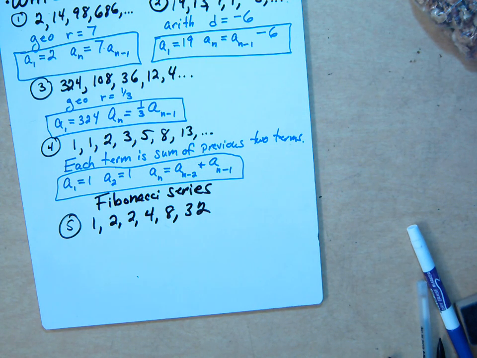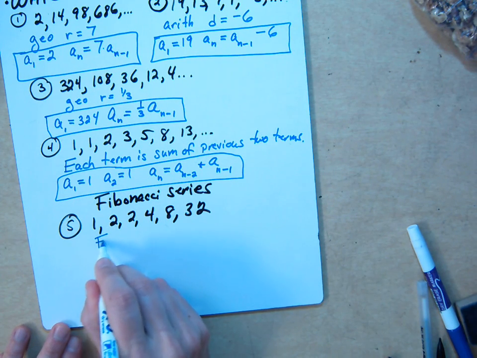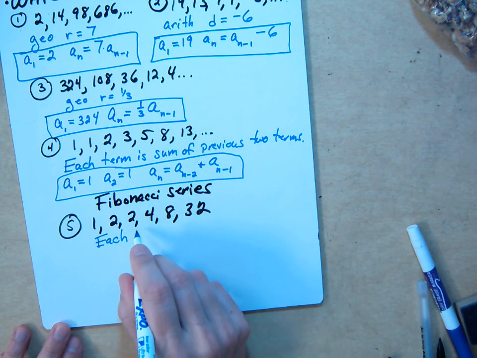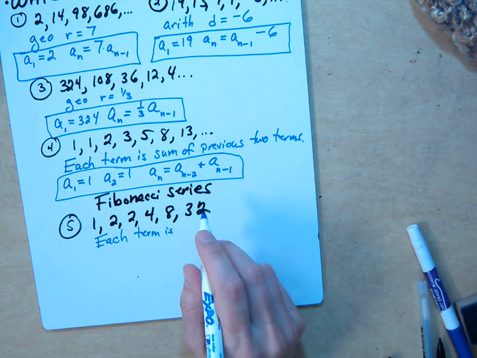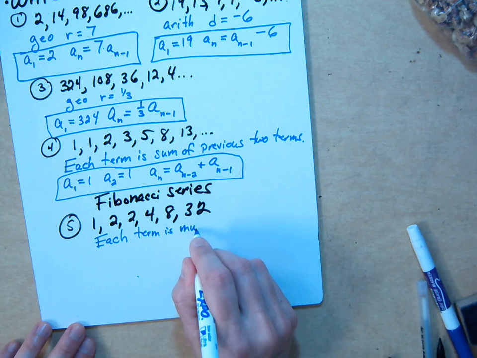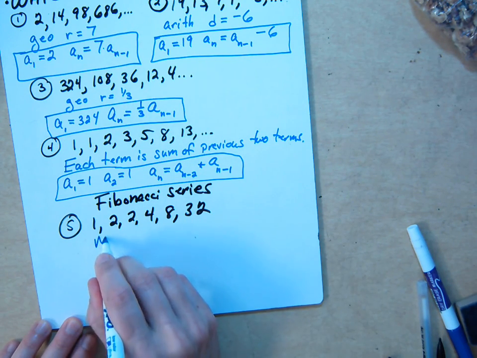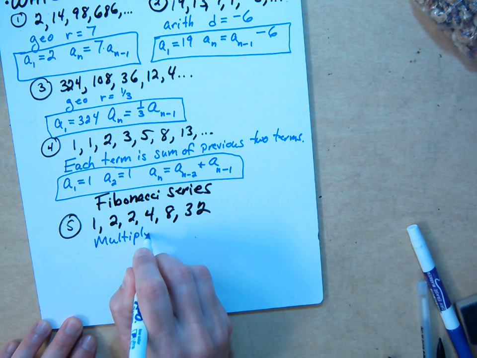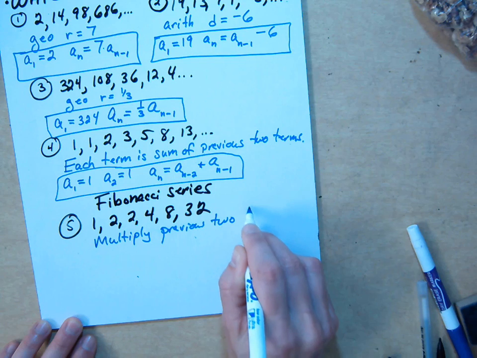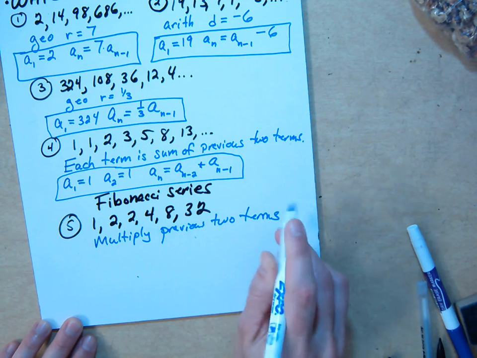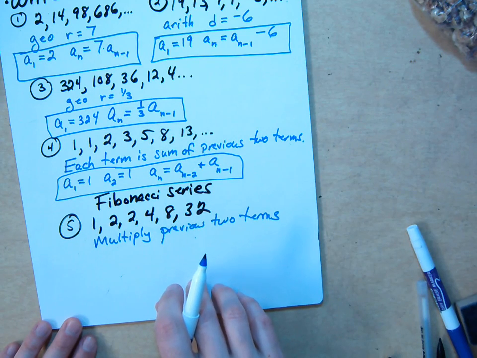Someone, yeah, Kylan? Perfect. Someone's got a knack for this. Each term is, so let me just write it this way. Multiply previous 2 terms to get your term. And remember, the difference between this and the explicit ones that we've been doing up until now is you get to use the previous terms to get to where you are.